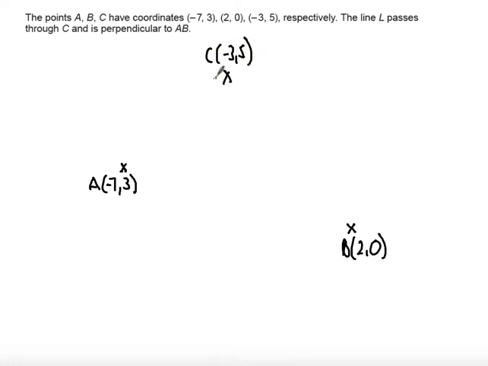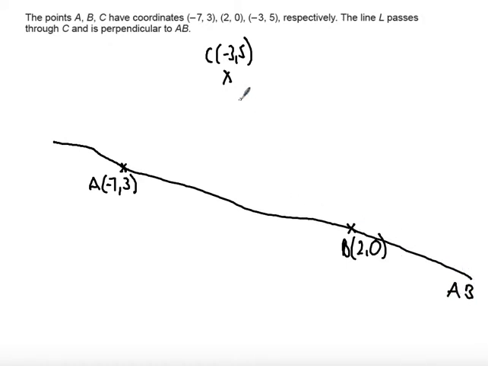Now what we're told is the line L passes through C and is perpendicular to AB. So if we imagine I've got a straight line, it's not a very good straight line, I appreciate. There's my line AB. And then I've got a line that's going to go perpendicular to AB that passes through C. Again, it is just a sketch, but this is the scenario that is explained to us in the question. So that is the line L.